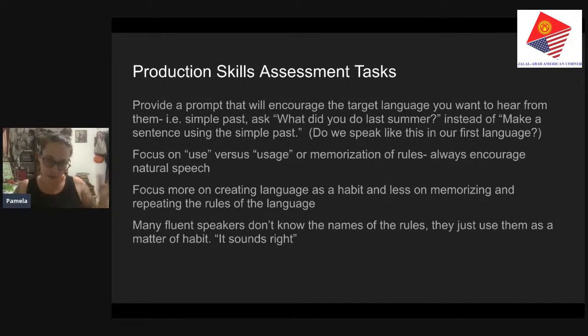So always be aware of explaining how something is used, but encourage just using it. You present how it's used and then practice that usage over and over and over again, so that it becomes a habit. It becomes something that is natural in them, rather than just memorizing what the rule is and then telling you.